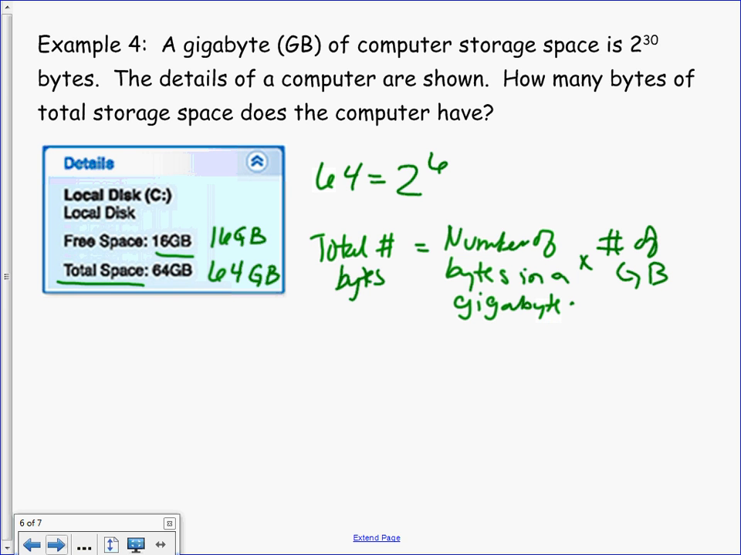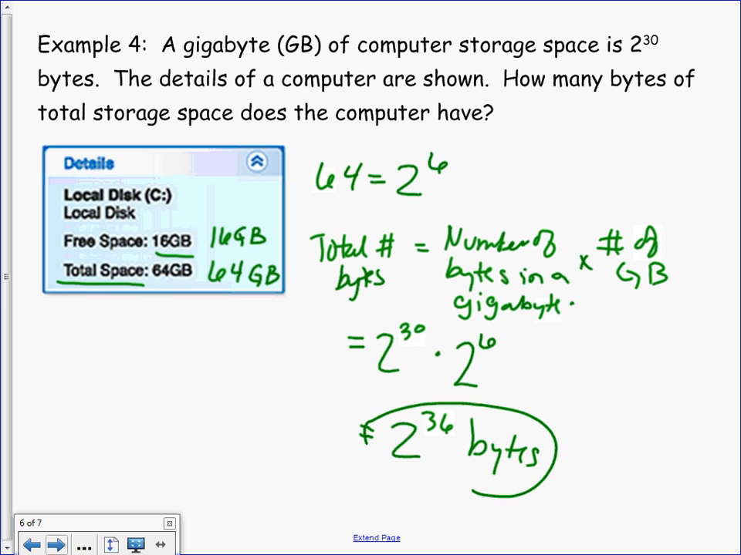So, we don't know the total number of bytes yet. Okay? The number of bytes in a gigabyte is 2 to the 30th, because that's what it told us up here in the problem. And the number of gigabytes that we have is 64, which is 2 to the 6th. Now we have the same bases, so we just add the exponents, which would be 2 to the 36th. Okay? And we can keep our answer like that. So that's how many bytes we have. 2 to the 36 bytes.